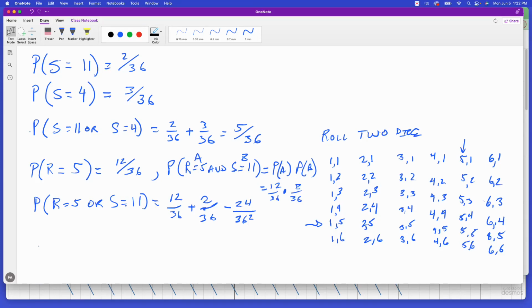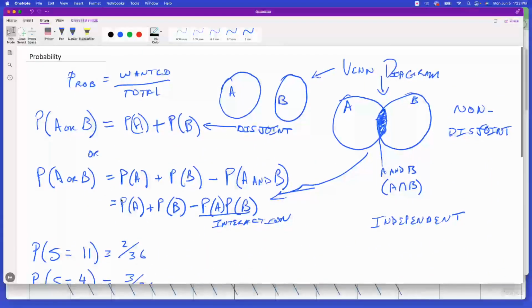And those are the two formulas. Let me go back up there and rehash this real quick. You have two different formulas for finding probability when you're talking about an or between two events. If they're disjoint, it's just adding the two probabilities together. If they are non-disjoint, you add the probabilities together and subtract off their intersection, which simply means multiplying the probability of A times the probability of B.